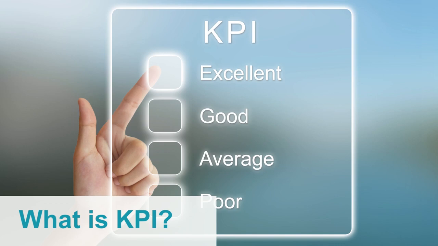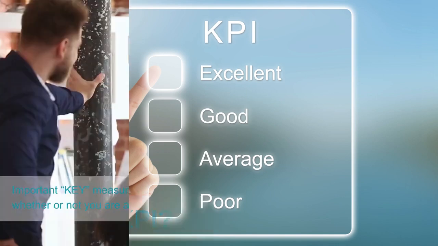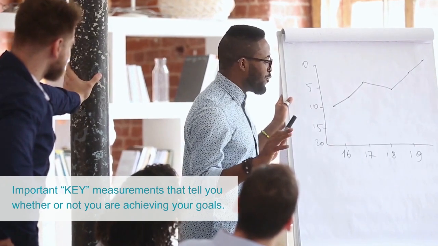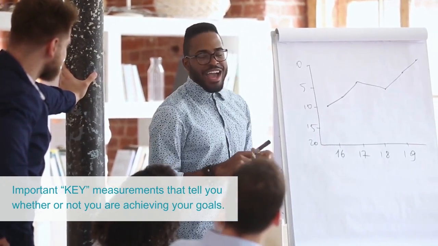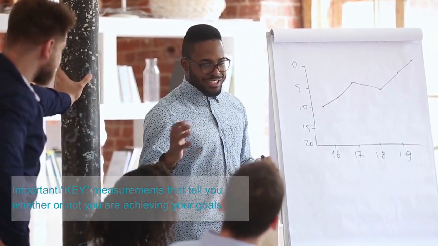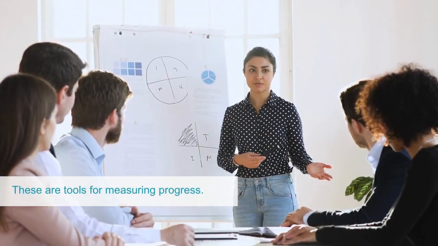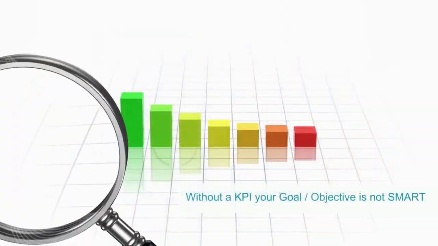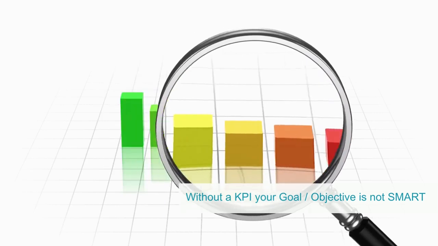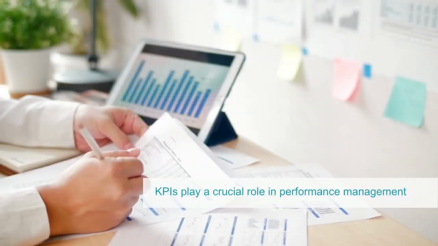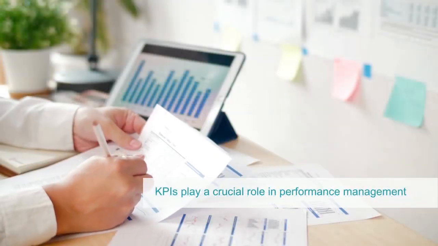What is KPI? Key performance indicators are important key measurements that tell you whether or not you are achieving your goals. They are a tool for measuring progress. Without a KPI or goal, an objective is not SMART.